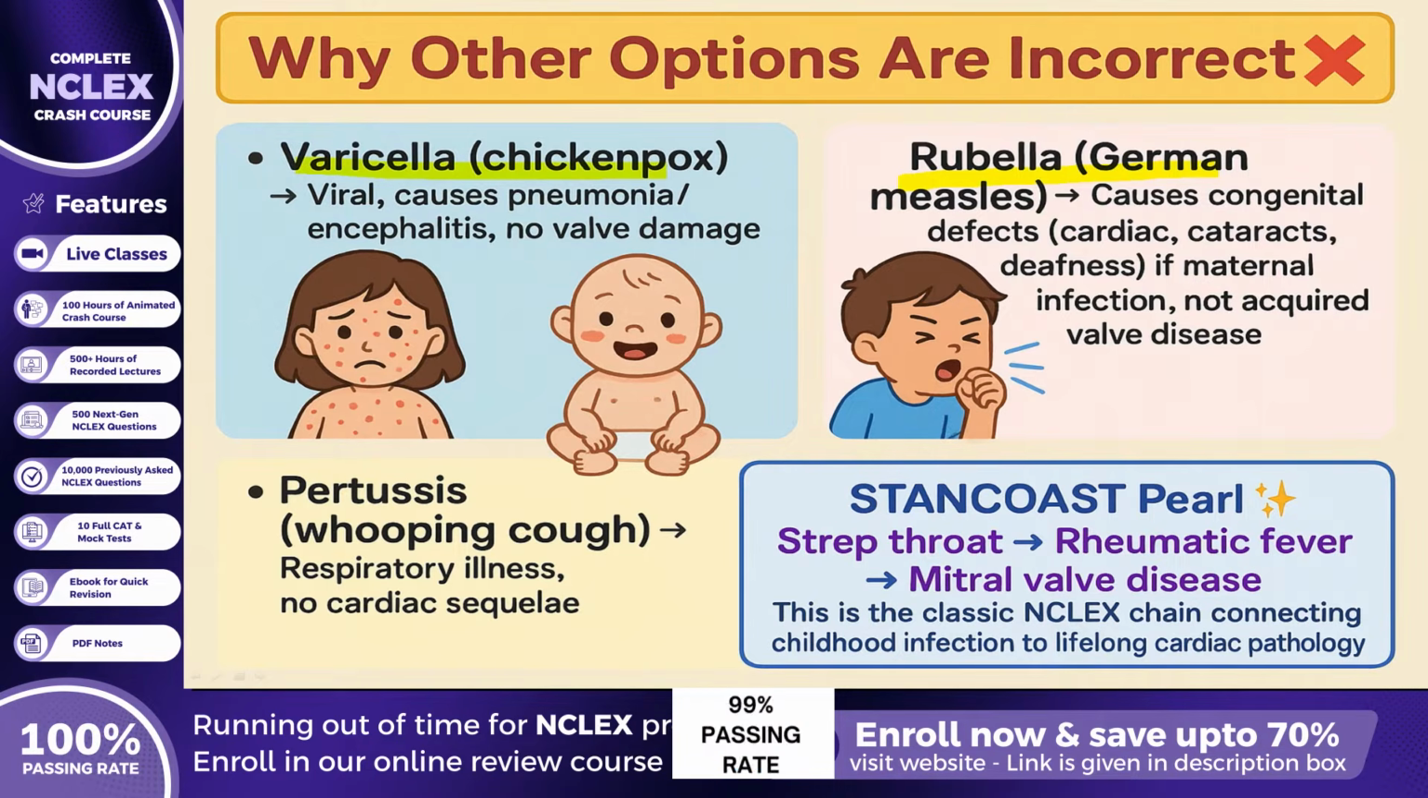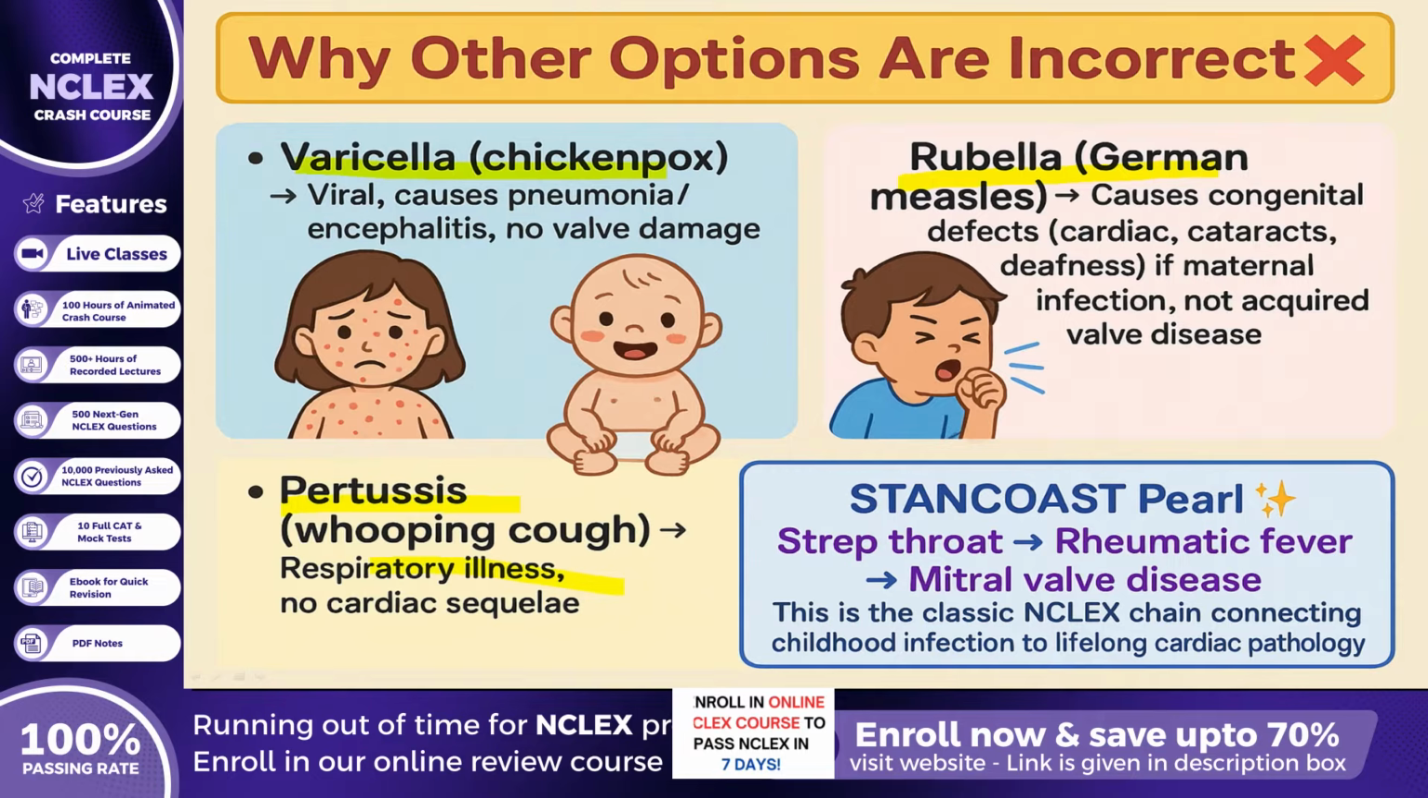Considering option D, pertussis or whooping cough, this bacterial infection produces severe coughing fits and potential respiratory complications, but there is no connection to valvular heart damage. Nursing teaching here emphasizes immunization and airway management, not cardiac sequelae.